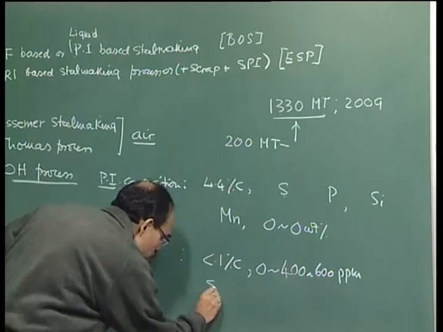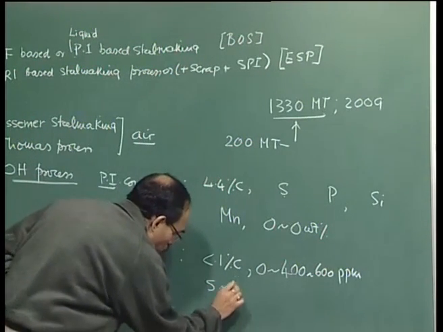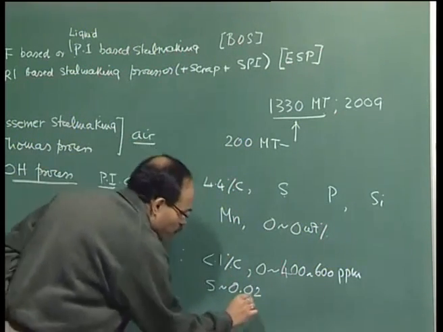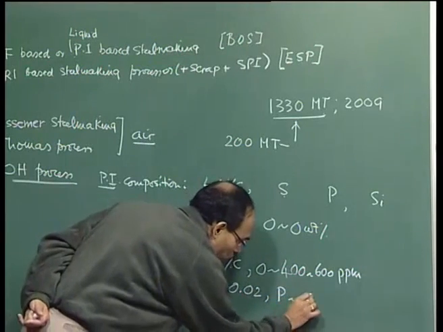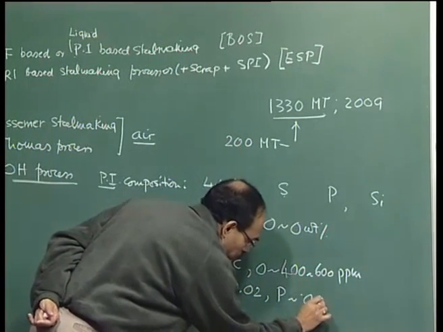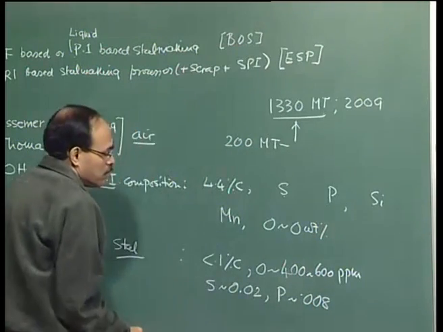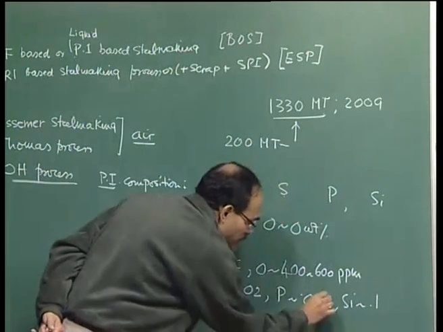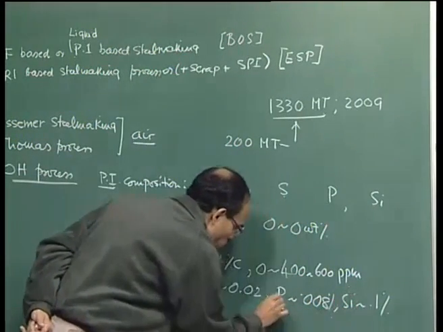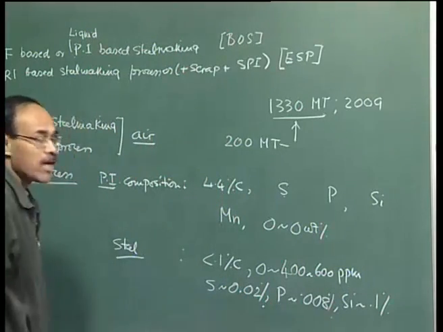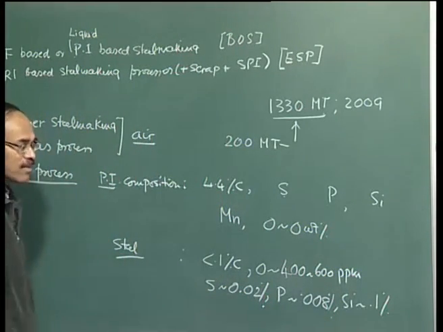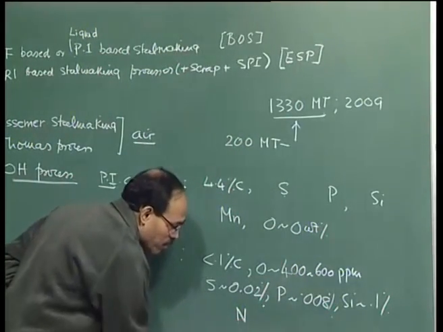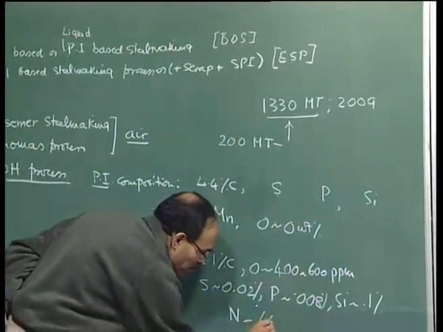Now, sulfur and phosphorus can be brought down, sulfur to 0.02 in the primary steel making process. Phosphorus also you can get down to 0.08. Silicon can be 0.1 weight percentage. If you take secondary steel making, it is possible to reduce the oxygen level. You can have nitrogen also, and nitrogen could be 40 to 80 ppm.